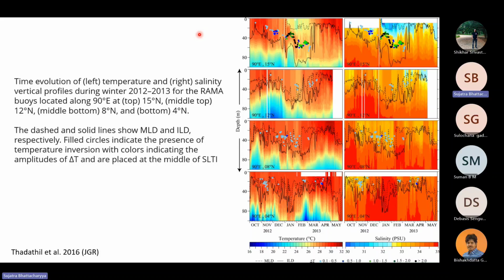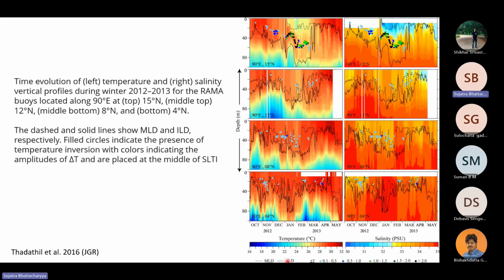So as we slowly go towards the north, these dashed lines indicate mixed layer depth, and these solid lines indicate isothermal layer depth. We can clearly see as we go more and more towards the north, the gap between the isothermal layer depth and the mixed layer depth increases. In the south, the mixed layer depth and the isothermal layer depth are not as much different as compared to the north, and the dots here indicate the magnitude of the temperature inversions.